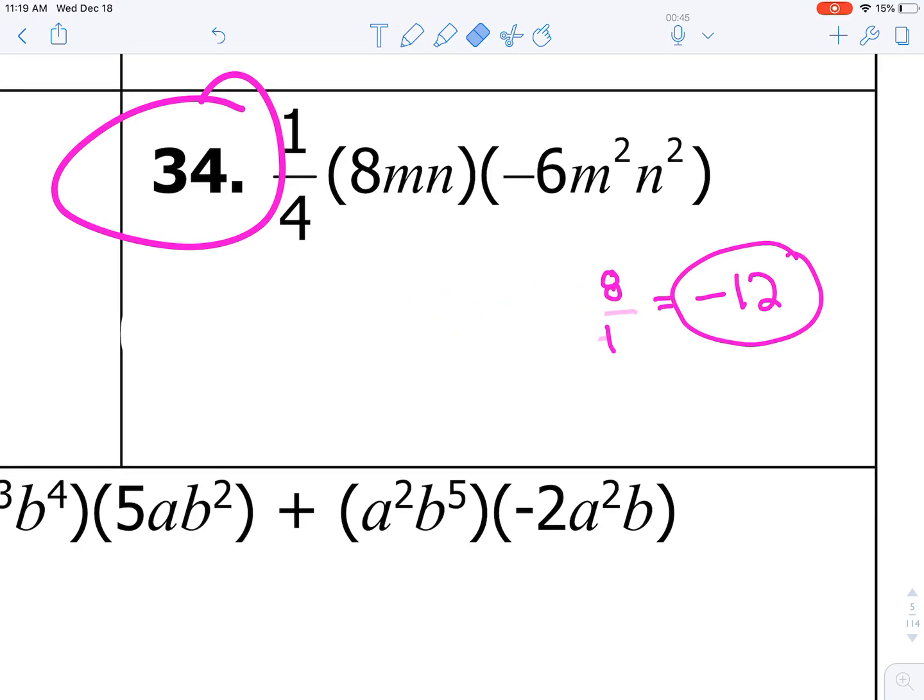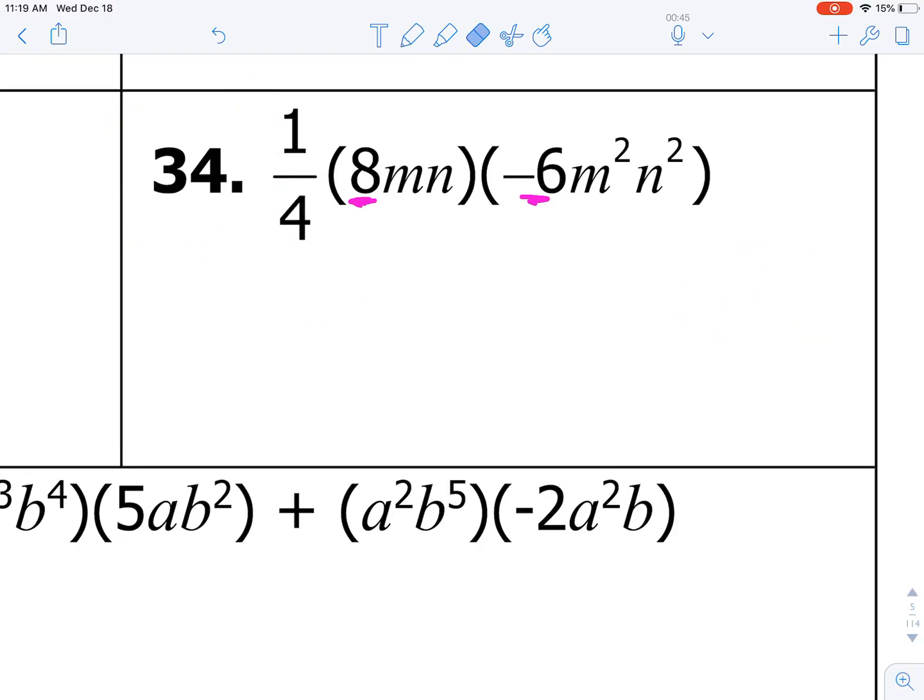So another way to do that, if you don't want to write all that out, is just memorize that timesing by a fourth is the same as dividing by 4. So if I go a fourth times 8, that's the same as 8 divided by 4, which is 2. And then 2 times negative 6 gets me the negative 12. Either way, I get negative 12.